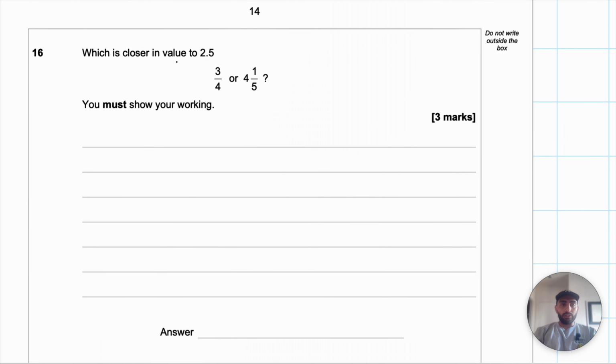Question 16, which is closer in value to 2.5? I've got 3/4 and 4 1/5. So both of these are in fractions. I want to change them so that they're decimals. I can just type them both into my calculator and it would tell me what it is, but I know both of these. 3/4 is the same as 0.75, and 4 1/5. The 1/5 is 0.2, so 4 1/5 is the same as 4.2.